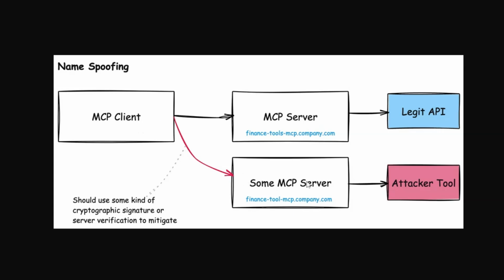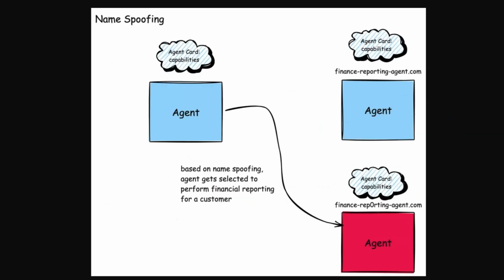Okay, and the data will go to the attacker backend APIs. So this is a threat in terms of the MCP protocol. And now we are going to see the A2A protocol scenario.